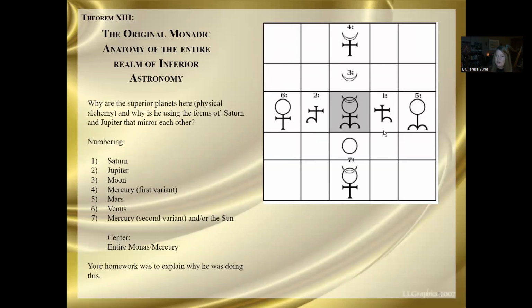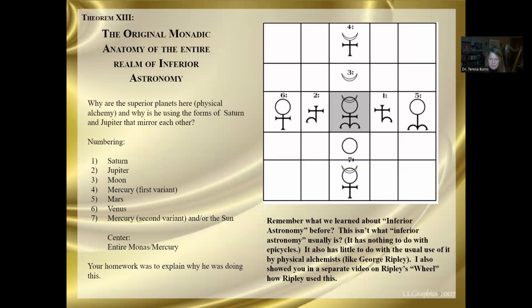And we went through and correlated these to the rotations, right? So here's Saturn, that was the first rotation. Jupiter is the second. There's the moon that is the third. There's one of his Mercury glyphs, which is the fourth, and so on. And your homework was to explain why he was mapping them out like this.